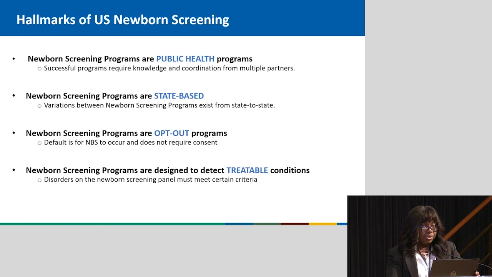The next point is particularly salient when we're talking about the expansion of newborn screening to include sequencing, and this is that newborn screening programs in the U.S. operate under sort of quasi-mandates, whereby specific consent is not obtained from the family. The default is for newborn screening to occur, and families may choose to refuse or opt out of screening on their child's behalf. And finally, newborn screening programs are designed to only screen for those diseases that have specific pre-symptomatic treatment, and this is just one of a number of criteria that diseases must meet in order to be added to newborn screening panels.